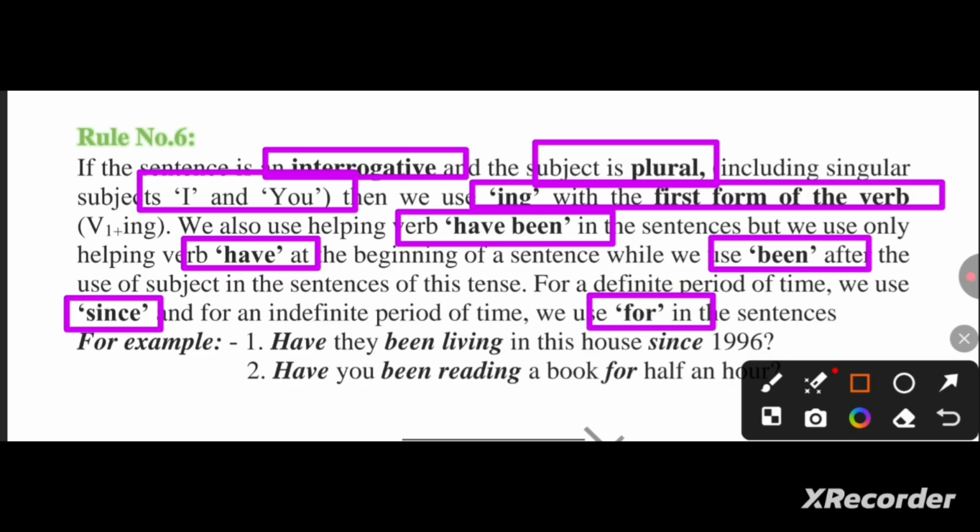Here it is given in the example. Have they been living in this house since 1996? Here period is fixed, that is 1996. That's why we have used the word since. Helping verb have has been used over here, and been has been used after the use of the subject, and we have used ing with the first form of the verb. Same rules are applied in the second sentence. Have you been reading a book for half an hour?